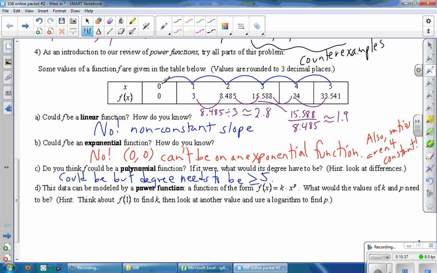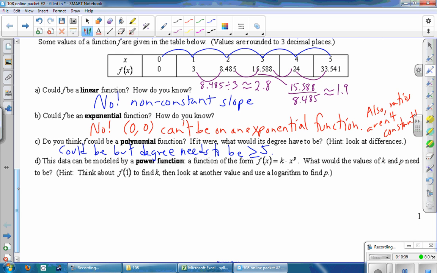Part D, this data can be modeled by a power function. This is one of our new ideas for today. A function of the form k times x to the p. X is the variable, k and p are constants. What would the values of k and p need to be? Hint, think about f of 1 to find k, and then look at another value and use a logarithm to find p. Okay, so let's give this a shot.